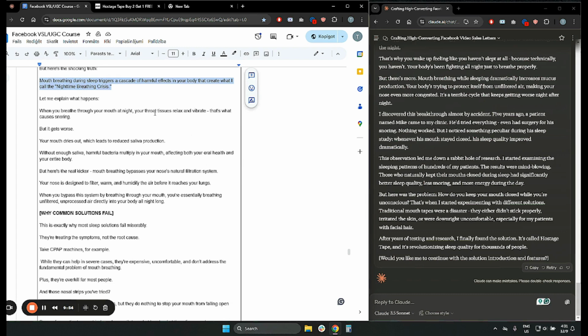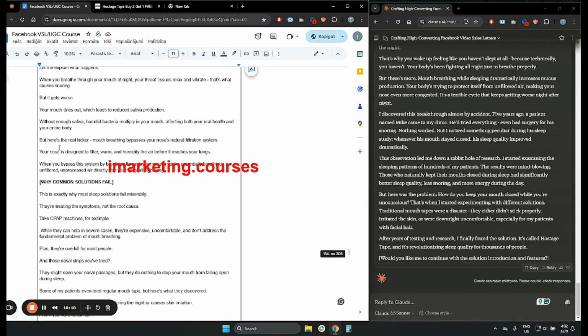When you breathe through your mouth at night, your throat tissues relax and vibrate. That's what causes snoring. When it gets worse, your mouth dries out, which leads to reduced saliva production. Without enough saliva, harmful bacteria multiply in your mouth, affecting both your oral health and your entire body. But here's the real kicker.